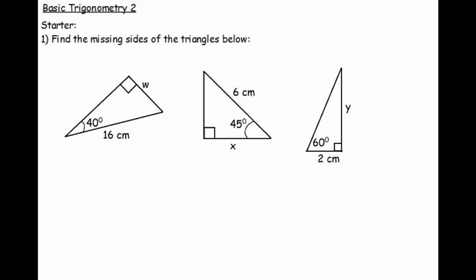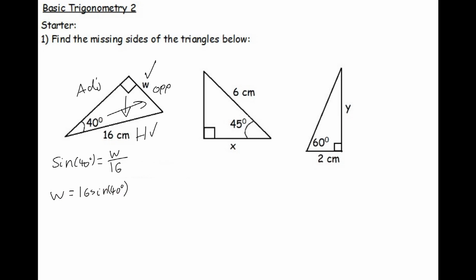Okay, let's go to the answers here. So firstly, let's label the triangle. We have the hypotenuse, the opposite, and the adjacent. We want the opposite, and we have the hypotenuse, so I'm going to use sine. Sine of 40 degrees equals opposite, which is W, over hypotenuse 16. I'm going to multiply both sides by 16. So W is equal to 16 sine 40.